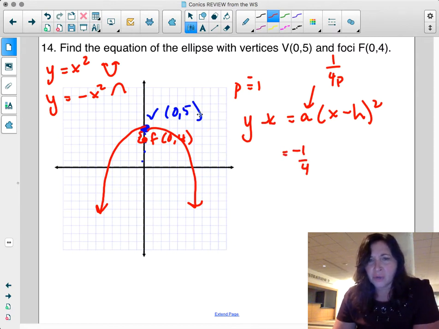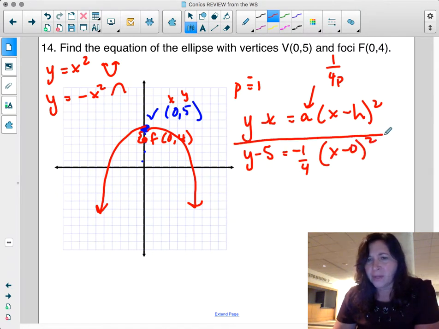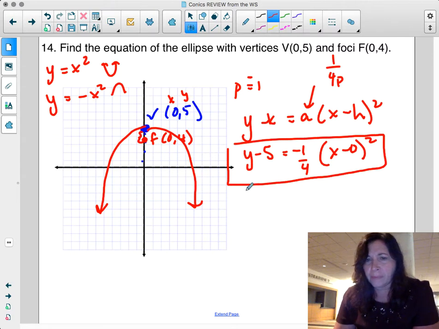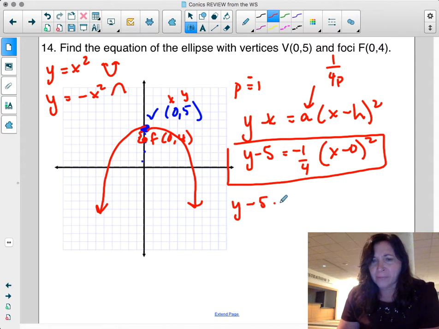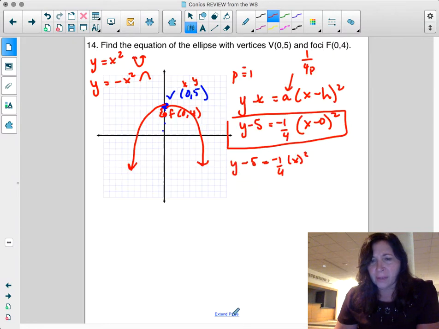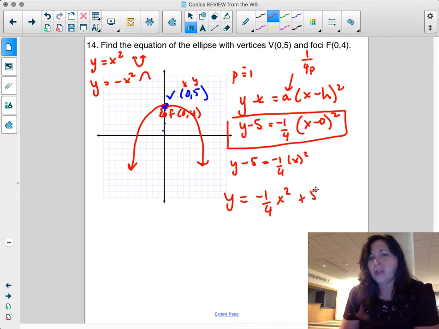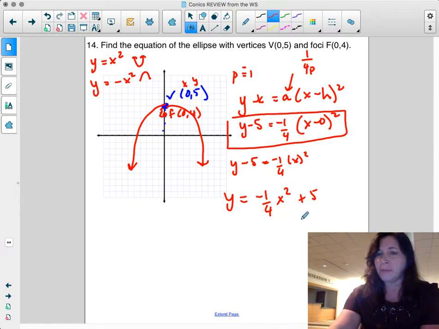My vertex being 0, 5, this is my x coordinate, my y coordinate, so I'm going to go y minus 5 is equal to negative 1/4 times x minus 0, quantity squared. So I would accept this right here as an equation for my parabola, or I would accept y minus 5 equals negative 1/4 x squared. I would also accept this equation, y equals negative 1/4 x squared plus 5. So any of those would work, these two would be vertex form. This would just be an equation of my parabola, and that's all acceptable.